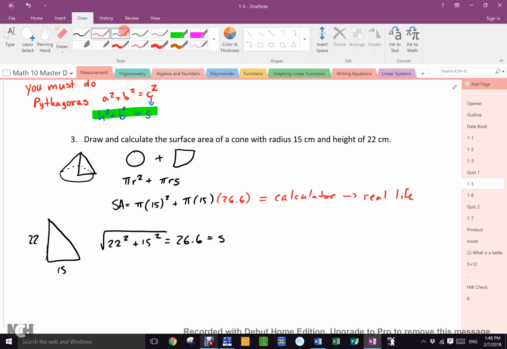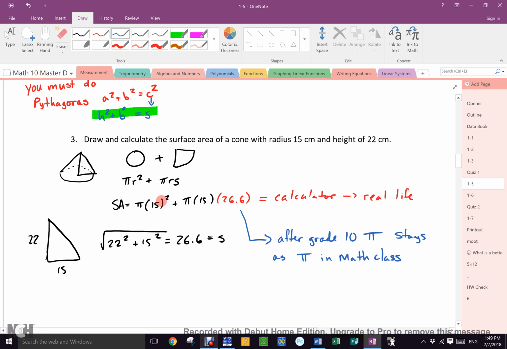In math class, however, we're going to do something slightly different. After grade 10, pi stays as pi in math class. You're going to leave it as pi. How does that work? You pretend it's like a variable. Everybody understand? So what's 15 squared?